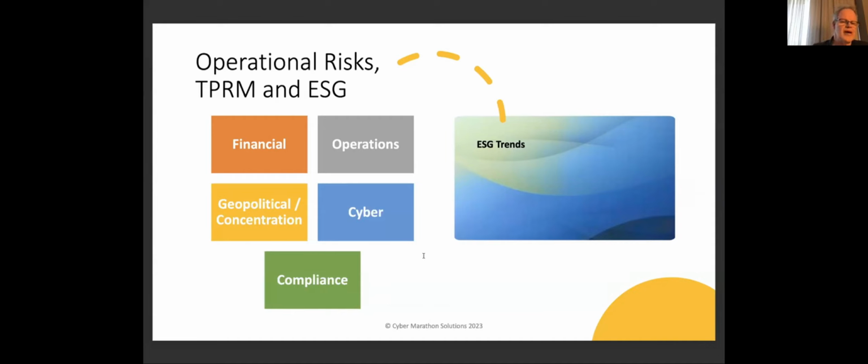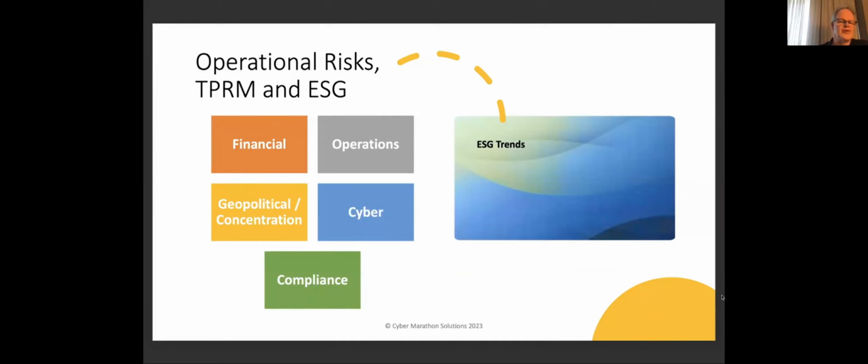We also need to know about geopolitical and concentration risk. So when we talk about geopolitical risk, we're talking about where our third parties or our nth parties are actually performing work for our company. So not where the corporate headquarters of a third party is, but rather where the work is actually being performed, where the data is actually being shared. And then also, do we have any concentration risk across our vendor population? And what risk might that represent?